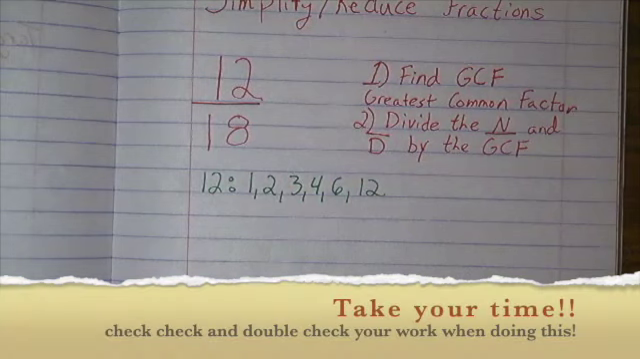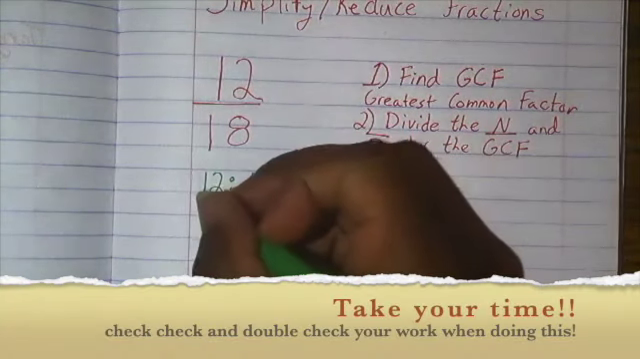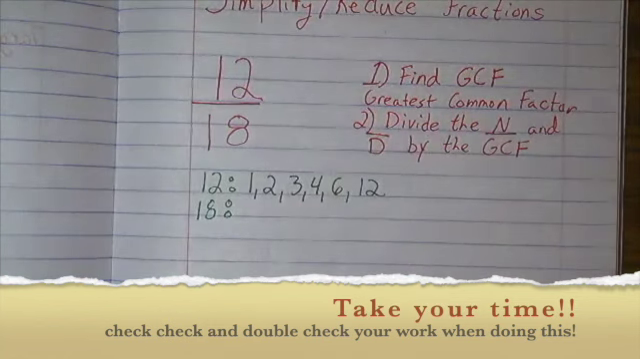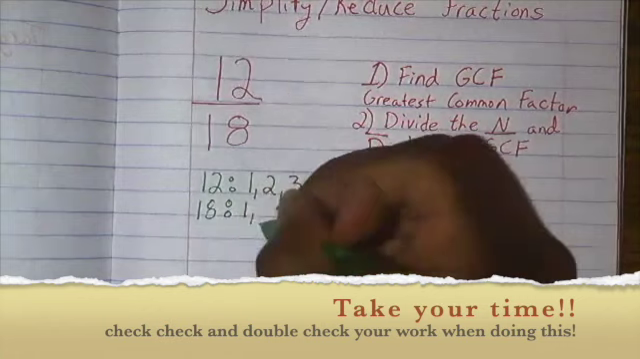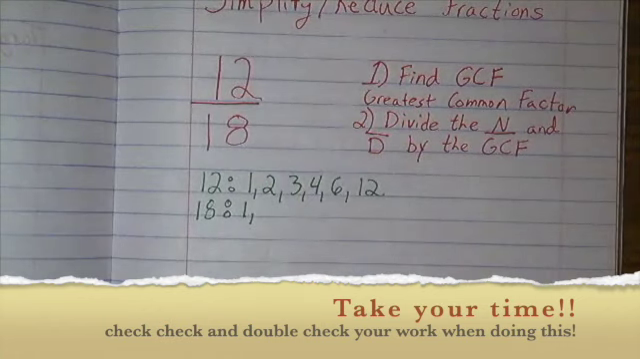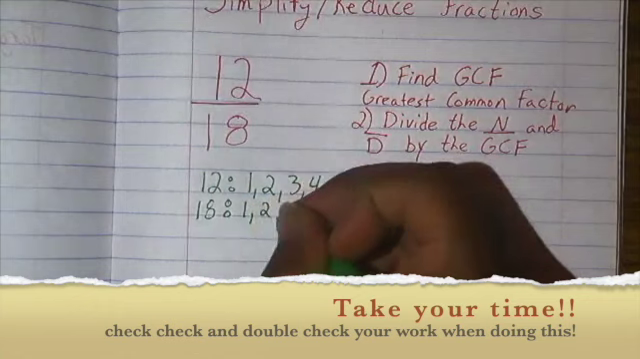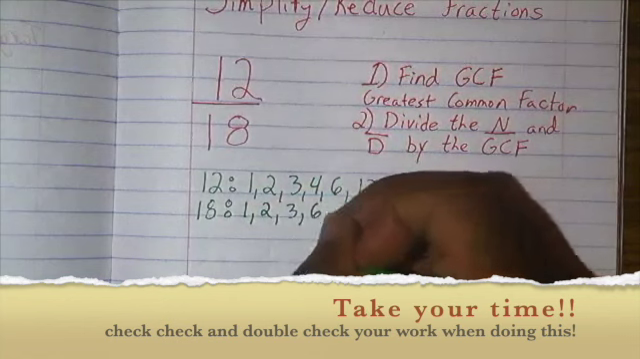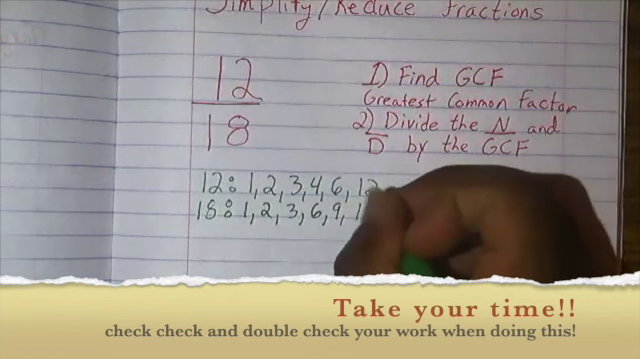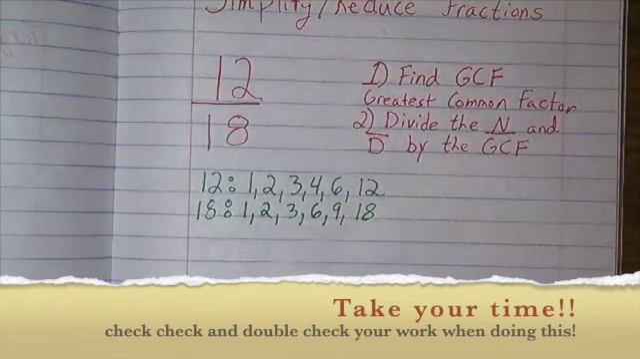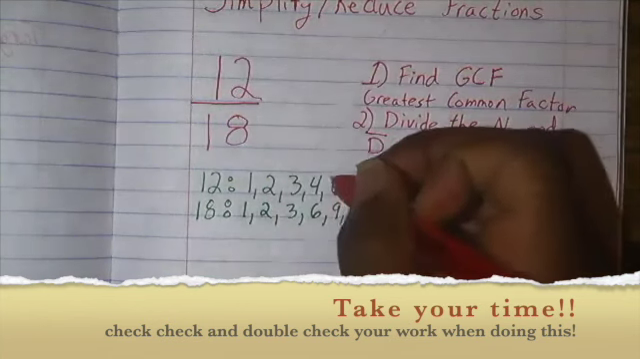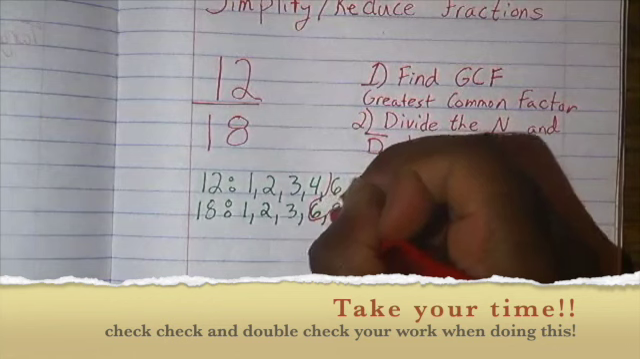So those are all my factors for 12, right? And each one should have a partner that they're buddied up with. So what are my factors for 18? 1. And remember, every number has 1 as a factor. If it's an even number, 2 is always a factor. 2, 3, 6, 9, and 18. So when I say find the greatest common factor, what that means is that I want to find the number that they have in common for both of them, 12 and 18. And for that, it is 6.